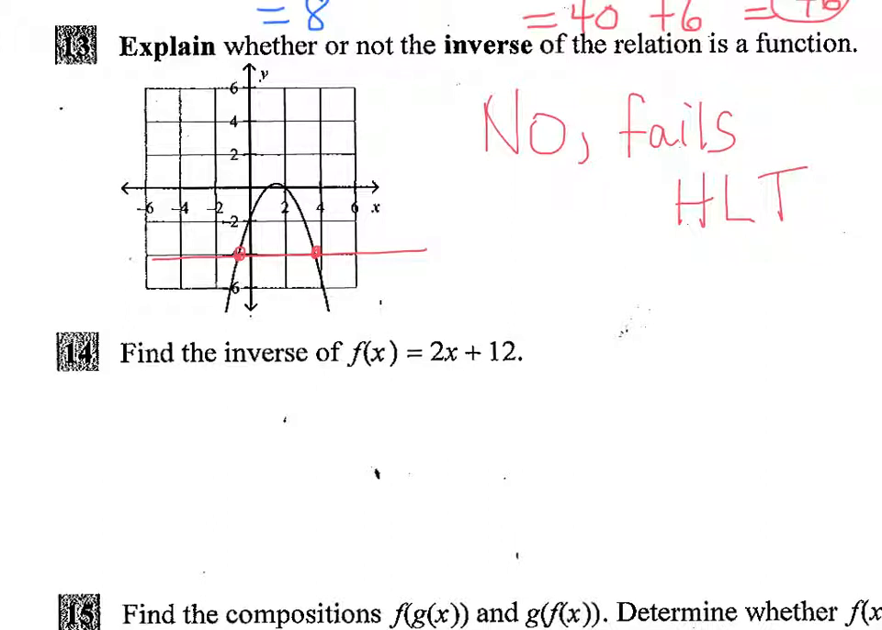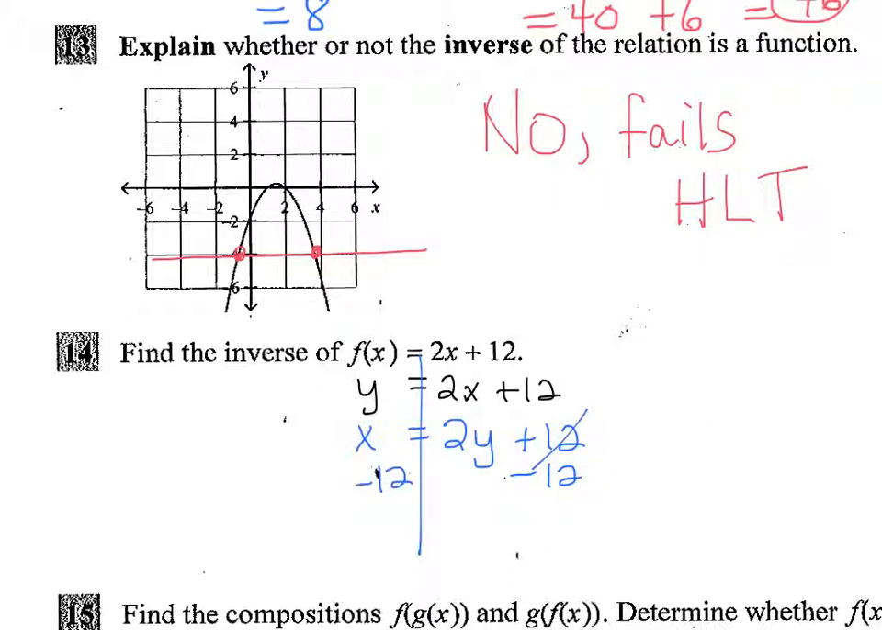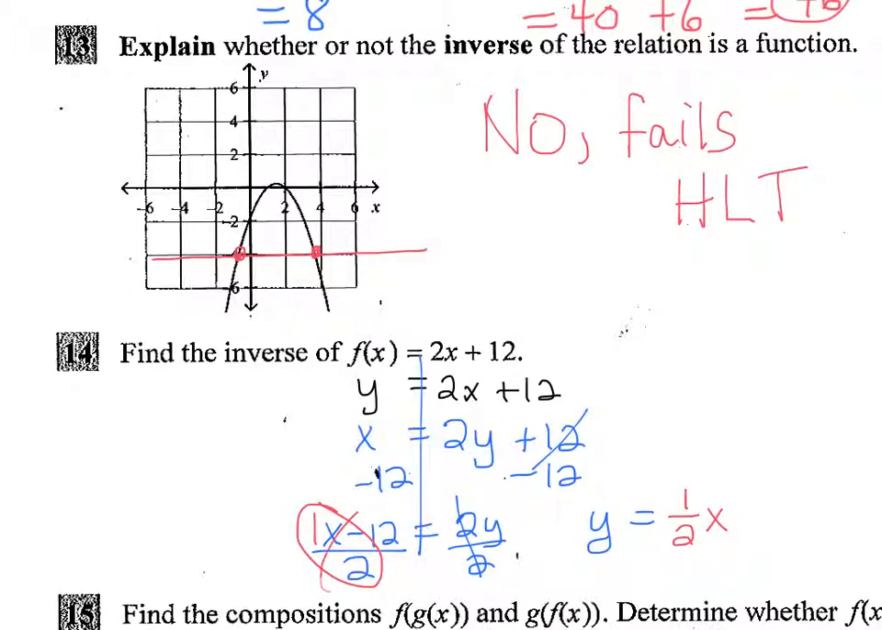Number 14, let's rewrite that using y equals. Now we'll switch the x and the y, so it'll be x equals 2y plus 12. And now we'll solve for y. Get rid of the 12 by subtracting. So x minus 12 equals 2y. Divide both sides by 2. Divide everything by 2. And the final answer will be, see how there's a 1 in front of the x? That's going to give us 1/2 x. And now negative 12 over 2, that's minus 6.